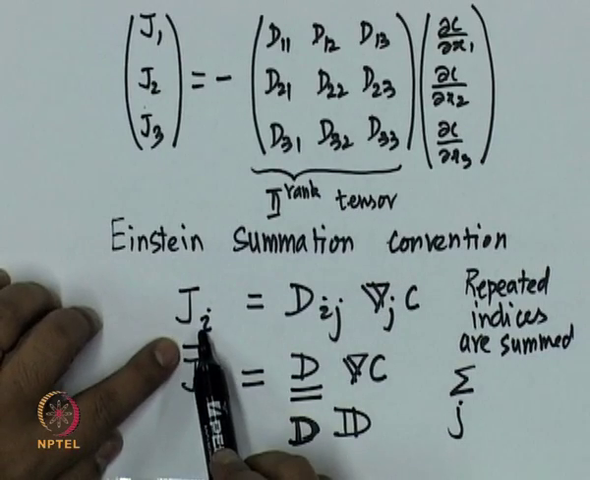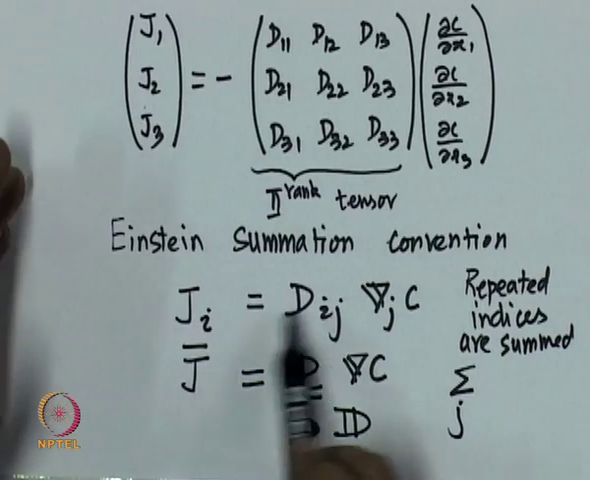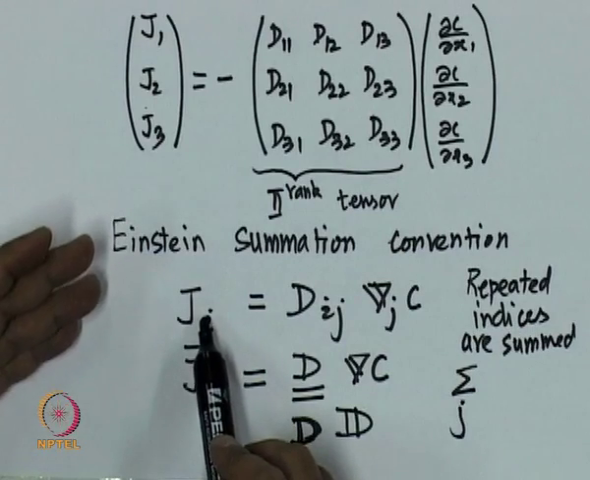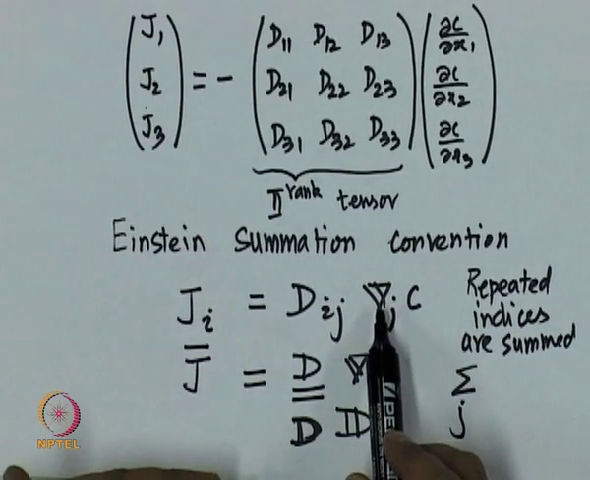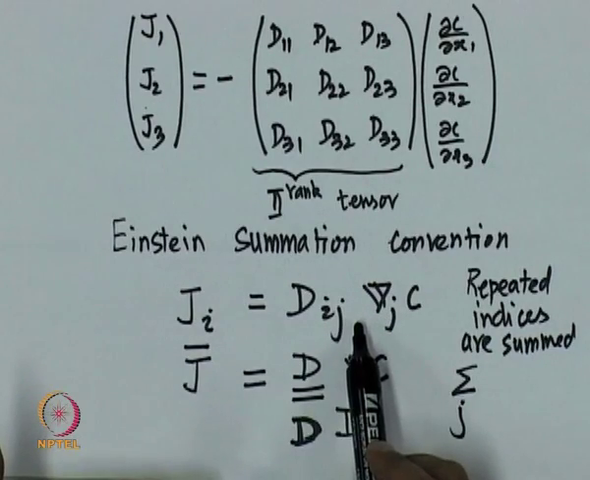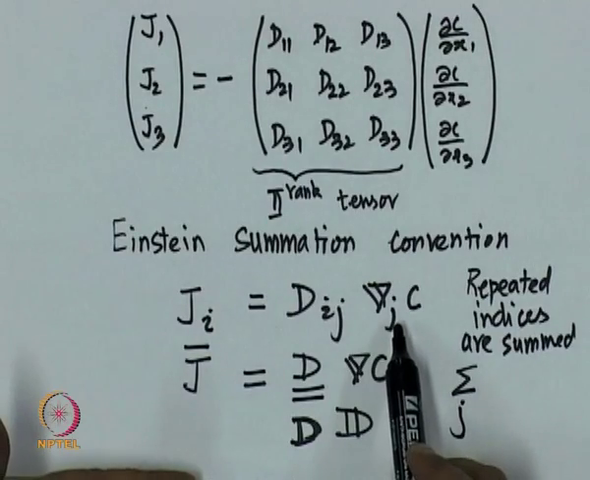If you have i free, not summed, then you should have one i on the other side as well, because this is a vector. When you have one i, then the right hand side should be a vector. Suppose you have i here, and you do not have i there, that means you are equating a vector to a scalar.